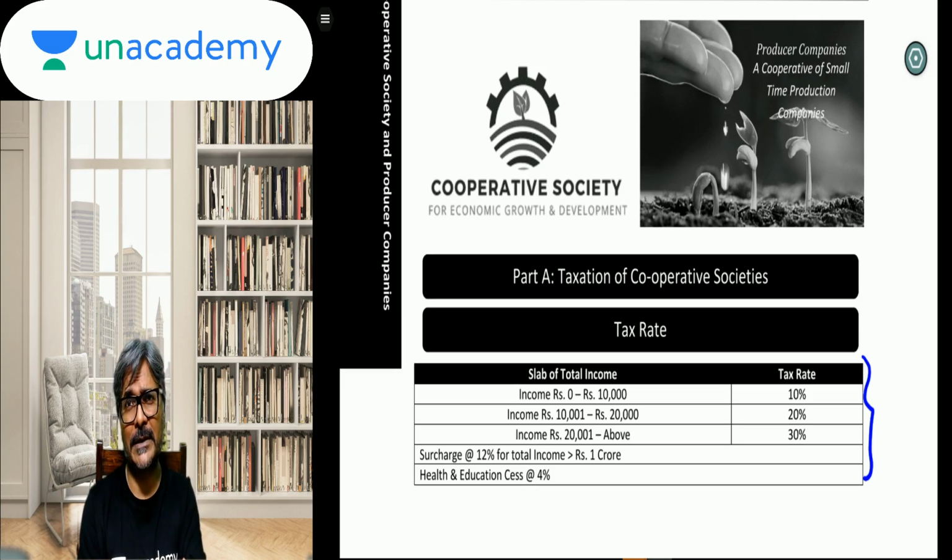That is quite surprising. And the slab rate is 10, 20 and 30. Up to 10,000, there is no exemption limit, but up to 10,000 it is 10%. Between 10 to 20 it is 20%, and above 30 it is 30%. If the total income exceeds rupees 1 crore, then they have a surcharge of 12%, and HEC, as we all know, is 4%. So this is their normal tax structure.